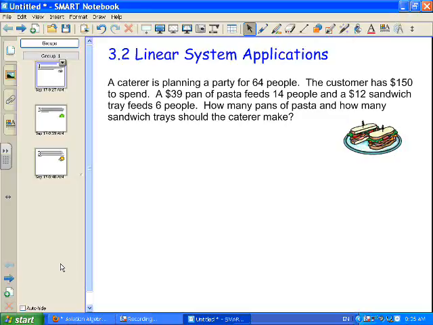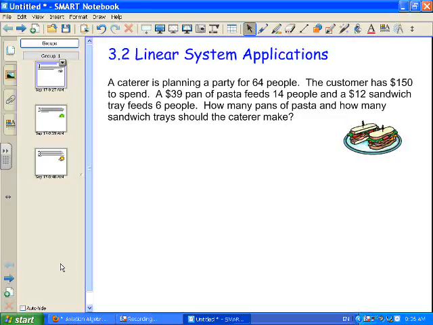Good. And I'm glad that you were specific, because I get frustrated sometimes when I'm tutoring kids with this, and they say, well, we're trying to find sandwich trays and pasta pans. Well, what about them? The number of them? The color of them? The price of them? What are we trying to find about those? So you're right, we're trying to find the number of them. Good. Glad you were specific.